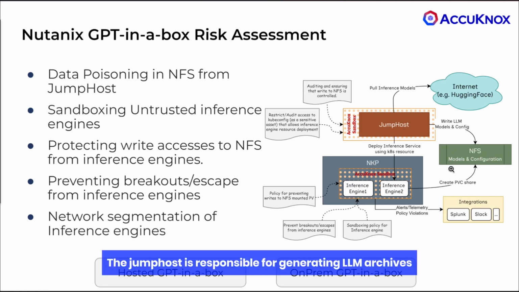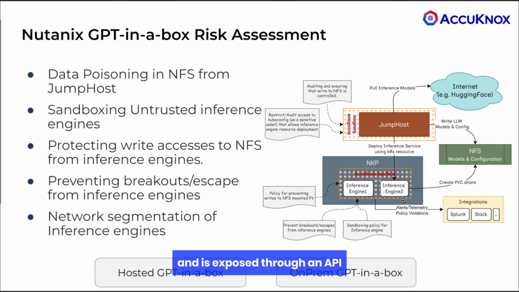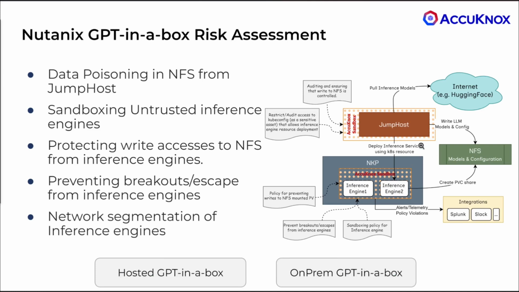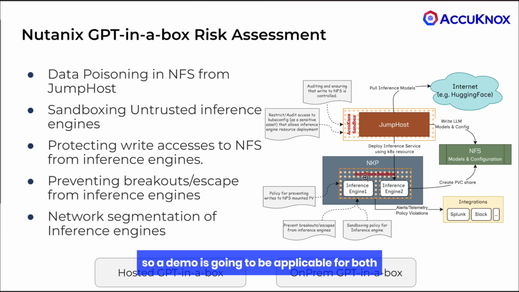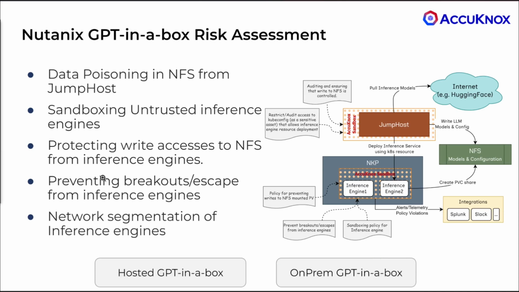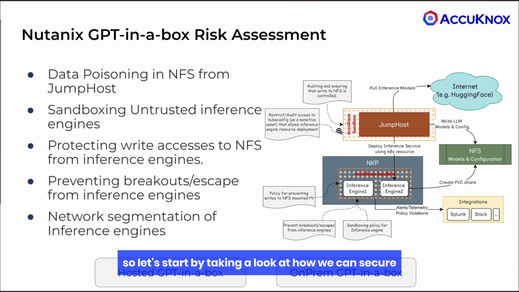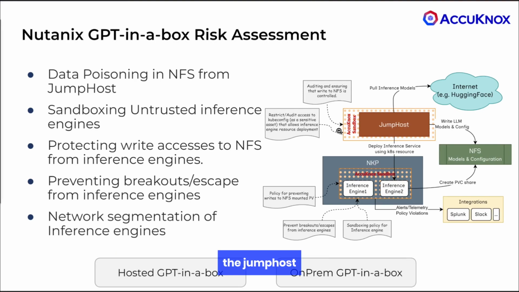The jump host is responsible for generating LLM archives and managing the deployment of the inference service. The inference service is run in the Kubernetes cluster and is exposed through an API. And the Nutanix file server is a network file server shared between the two of them. So this demo is going to be applicable for both hosted and on-prem deployments of GPT-in-a-Box. Let's start by taking a look at how we can secure the jump host.